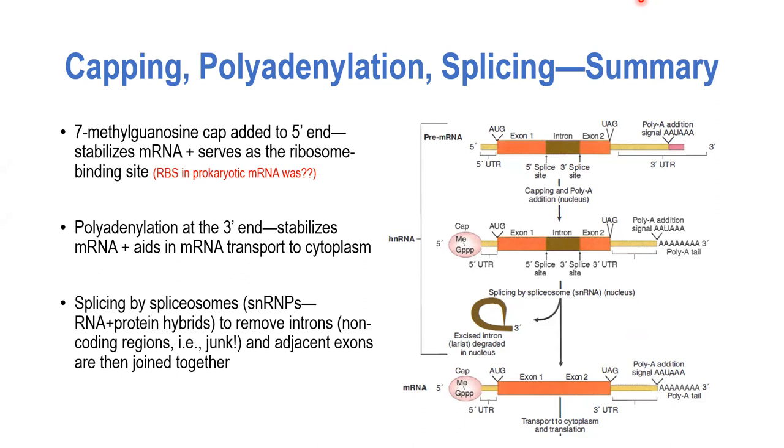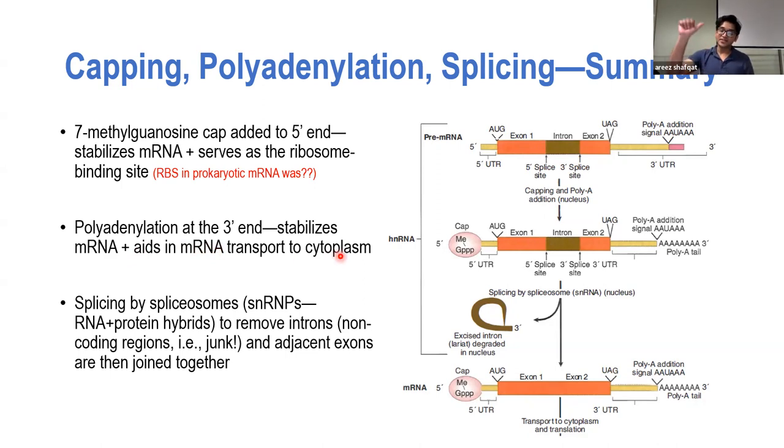Can you please repeat polyadenylation? Sure. So you have mRNA here. You've already capped it at the 5' end here. At the 3' end, you will add a signal called AAAAA, basically loads of adenines. This serves two functions. First, it stabilizes the mRNA, because as we said, mRNA is inherently unstable. It can be degraded very quickly. So that's the first function. The second function is that polyadenylation helps mRNA get out into the cytoplasm. So it aids in mRNA transport to the cytoplasm.